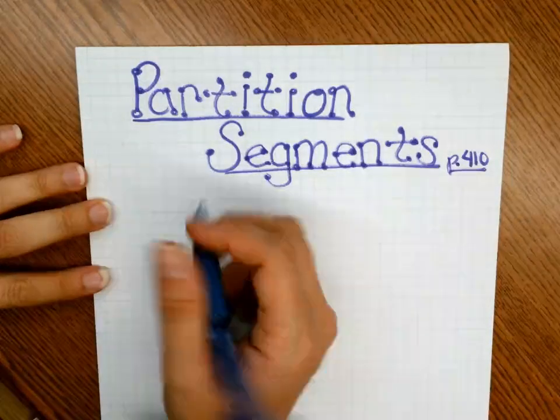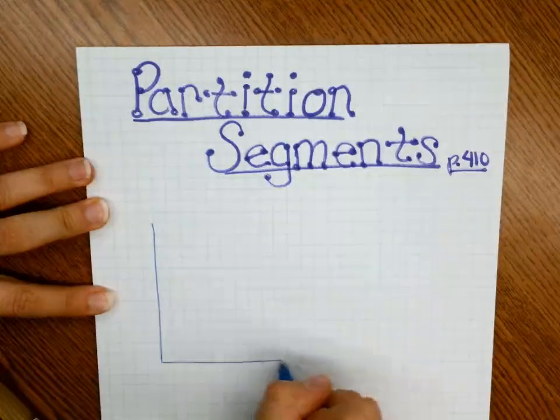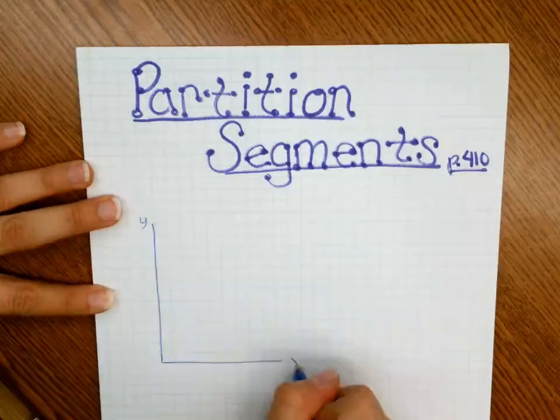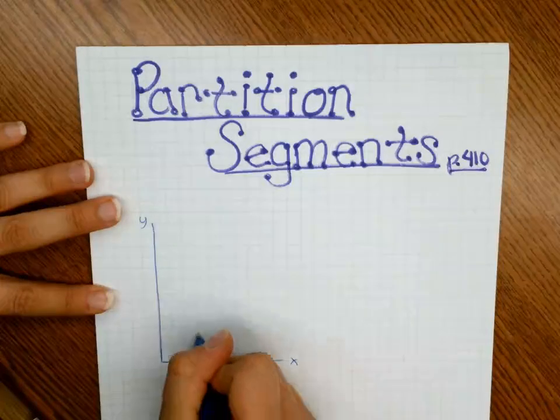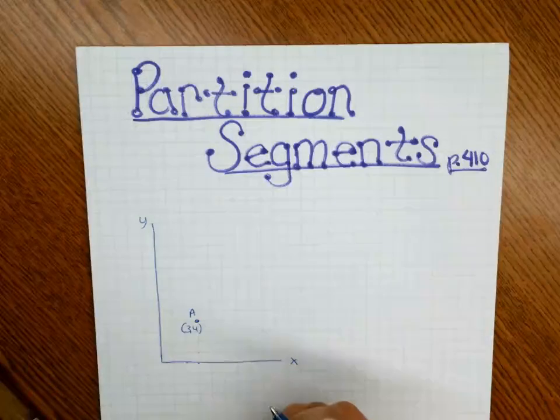So the first one, we have a point A at 3, 4. So we have our y and our x axes. All right, 1, 2, 3, go over to 3, then go up to 4, 1, 2, 3, 4, and that is point A at 3, 4. Point B is at 6, 10.